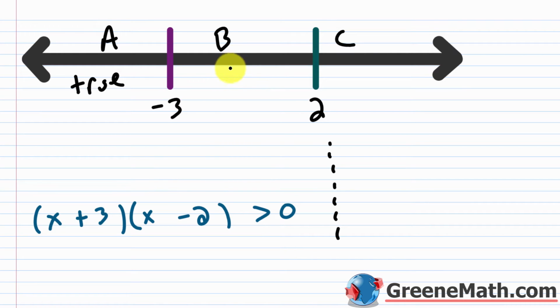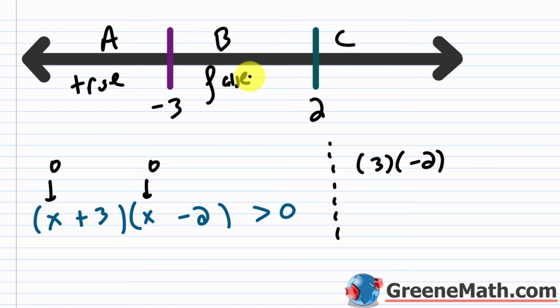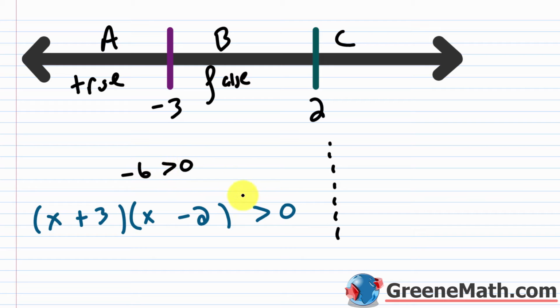For this one in region B, I would pick 0. So you're going to plug that in there and then also there. So you'd have 0 plus 3, which is 3. And then times 0 minus 2 is -2. Again, a lot of people are just going to say positive times negative is negative. A negative is never greater than 0. So this is false. But you could also say 3 times -2 is -6. And so you would get -6 is greater than 0, which is a false statement, right?